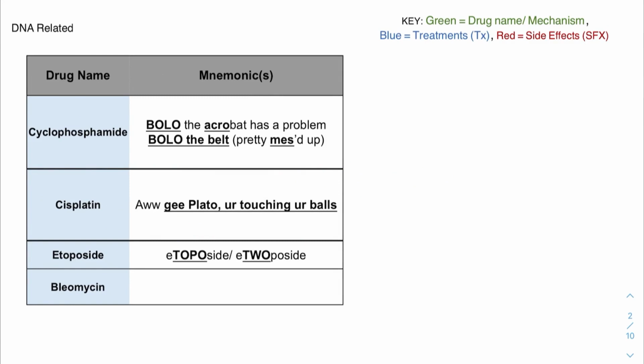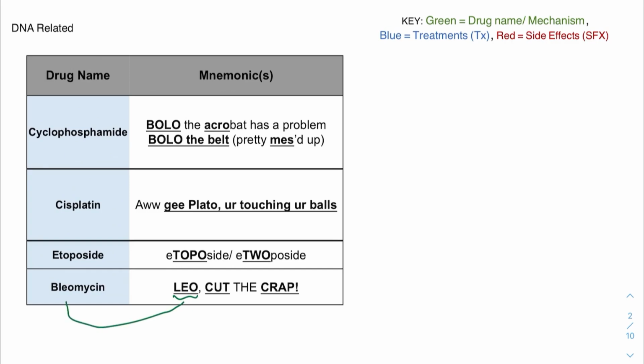Now, Etoposide is boring because it's exactly the same thing that Dr. Reddy said. So, topo acts to inhibit topoisomerase in cancer cells, but additionally, the 2-po here, in Etoposide, means that it actually interacts with topoisomerase 2. So yeah, just a little bit more mileage out of the word Etoposide. And lastly here for the DNA-related drugs is going to be Bleomycin with the mnemonic Leo cut the crap.